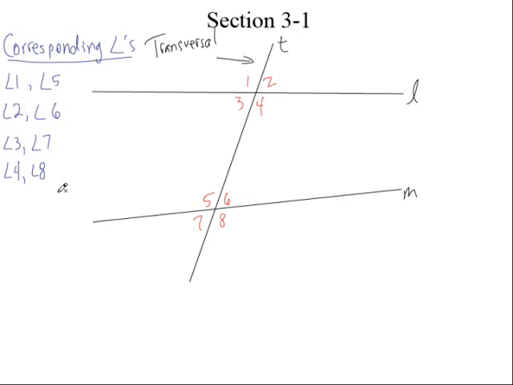Are 1 and 8 corresponding? No, they're in different spots, aren't they? 1 is in the top left-hand corner, and 8 is in the very bottom right-hand corner. They don't correspond to each other, do they? These are all the corresponding angles. Make sense?